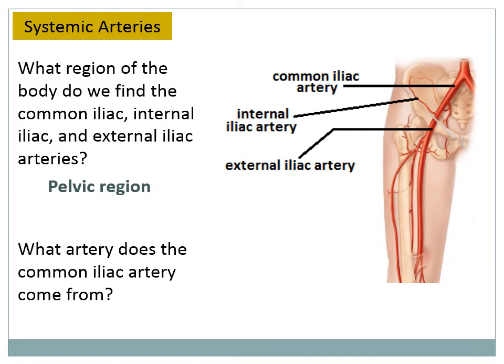What artery does that common iliac artery come from? This is coming from the abdominal aorta. So your abdominal aorta is a huge blood vessel. A lot of things are coming off of that abdominal aorta. You can see that your common iliac artery is going to branch into both your internal iliac artery and the external iliac artery.